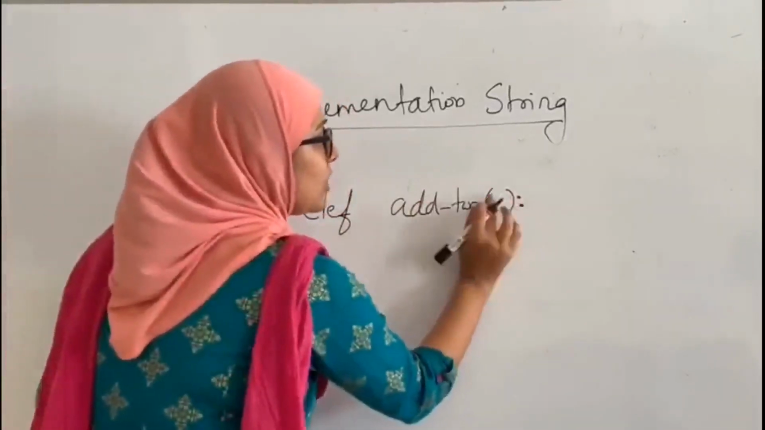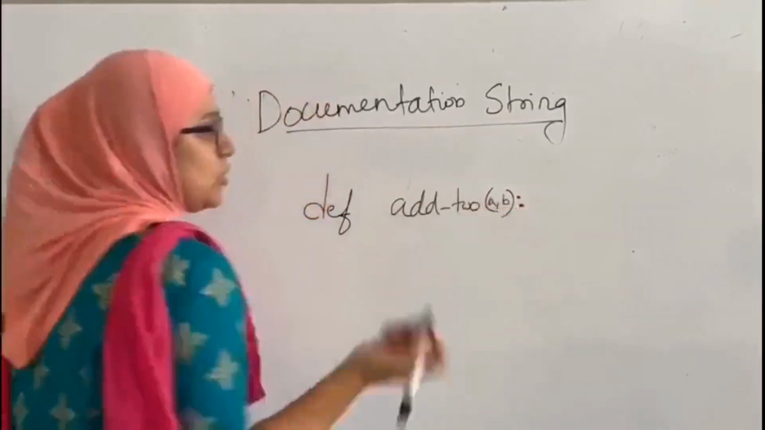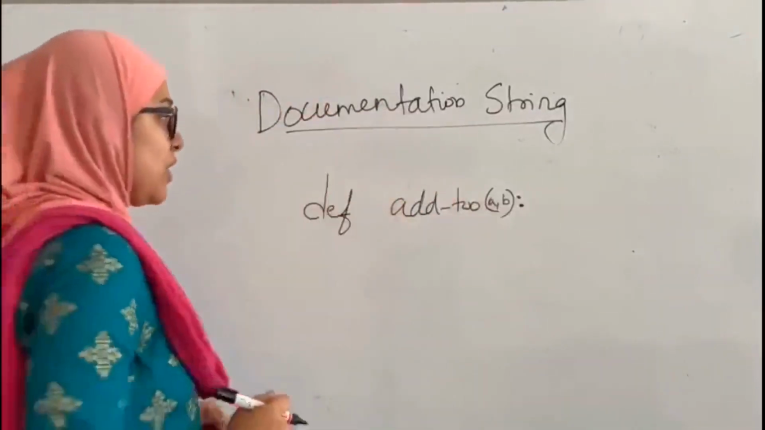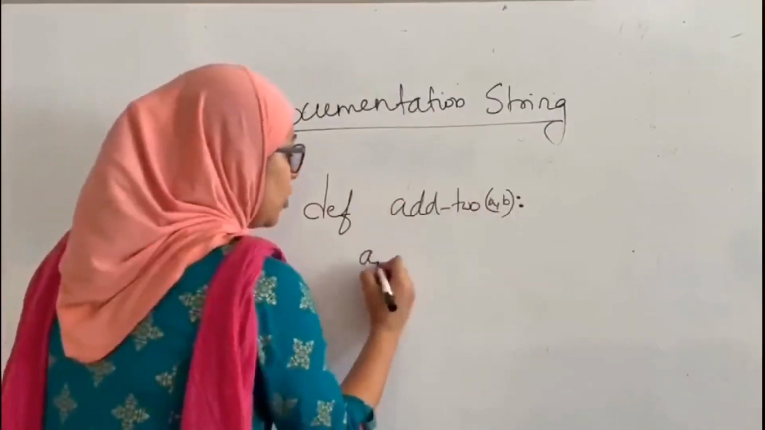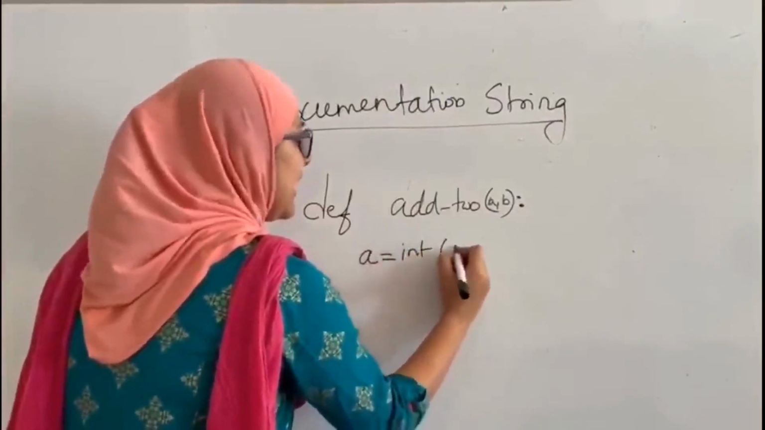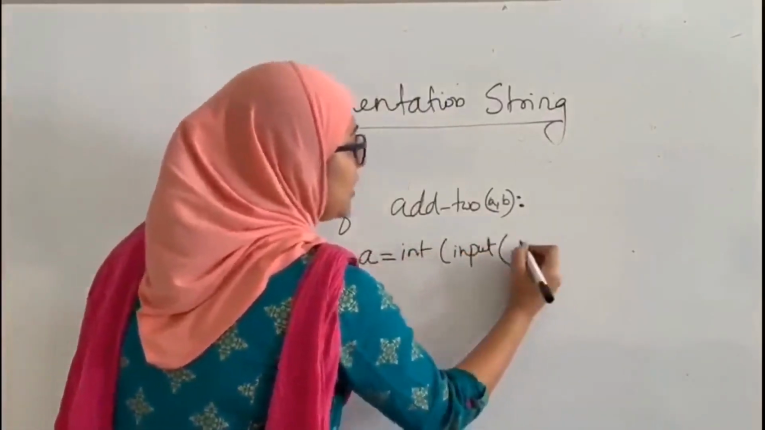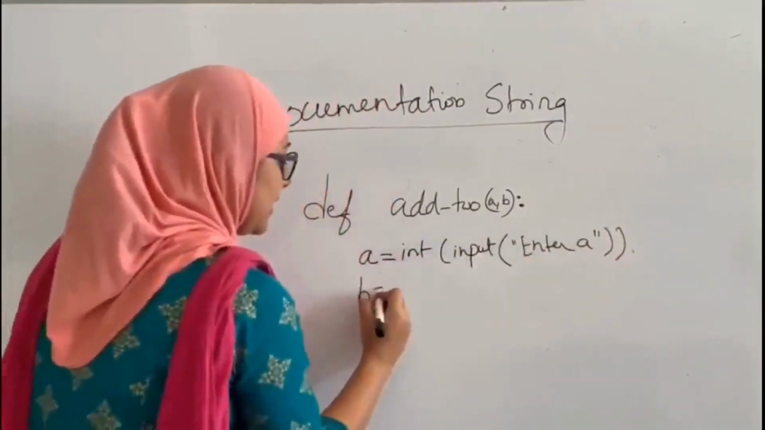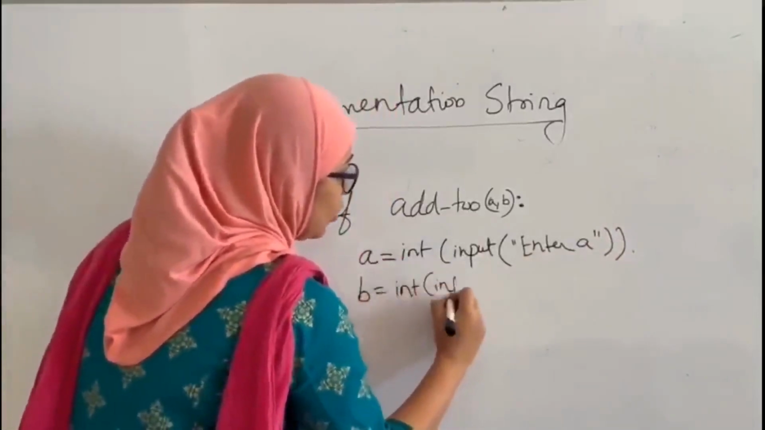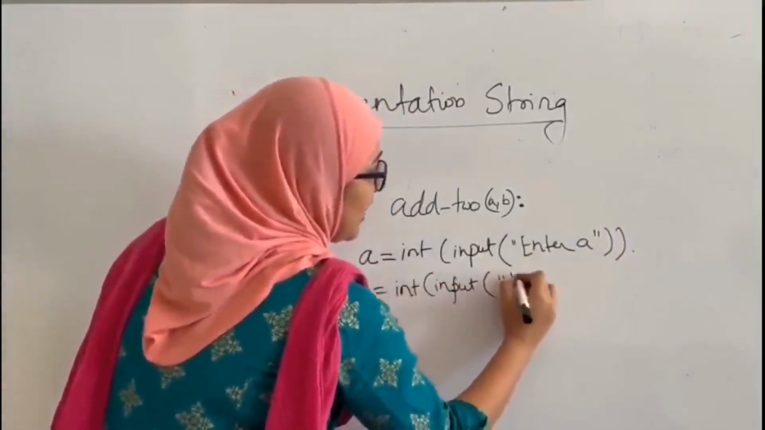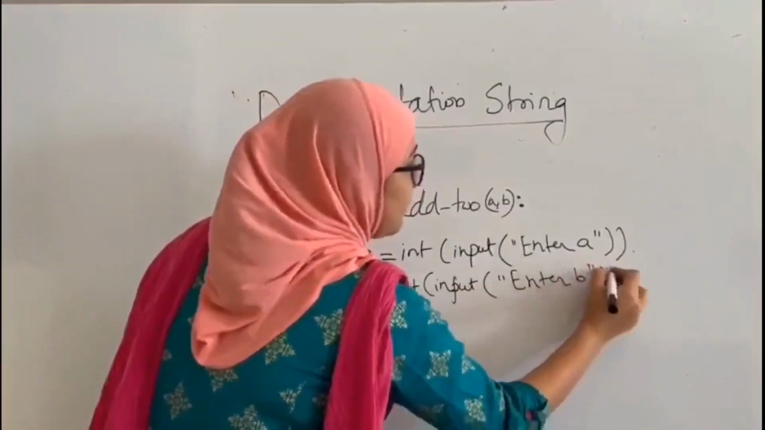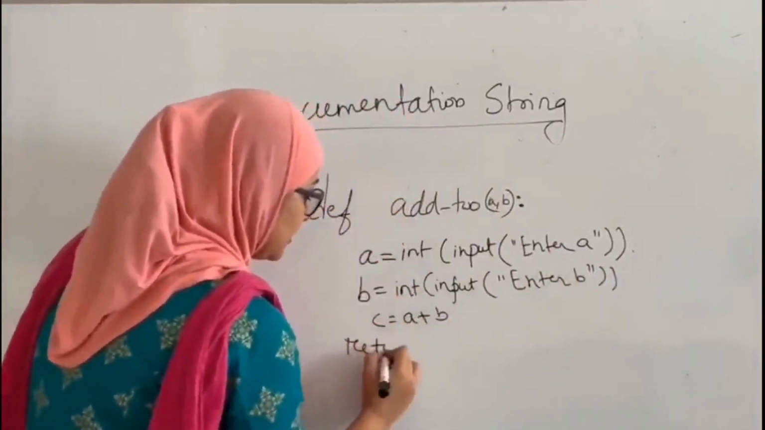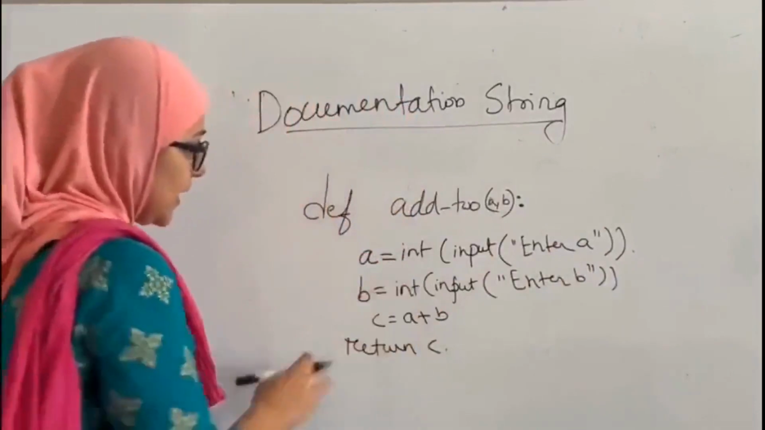Let me give two parameters, a comma b. We have understood it much better in the user-defined function, so let me not go inside it now. You can take a and b at runtime, or directly also you can take values. Let us take them at runtime: input, enter a, and b. Let's take integer; if you want, you can take float also. Input, enter b, and then c is equal to a plus b, and then return c. It should be indented.